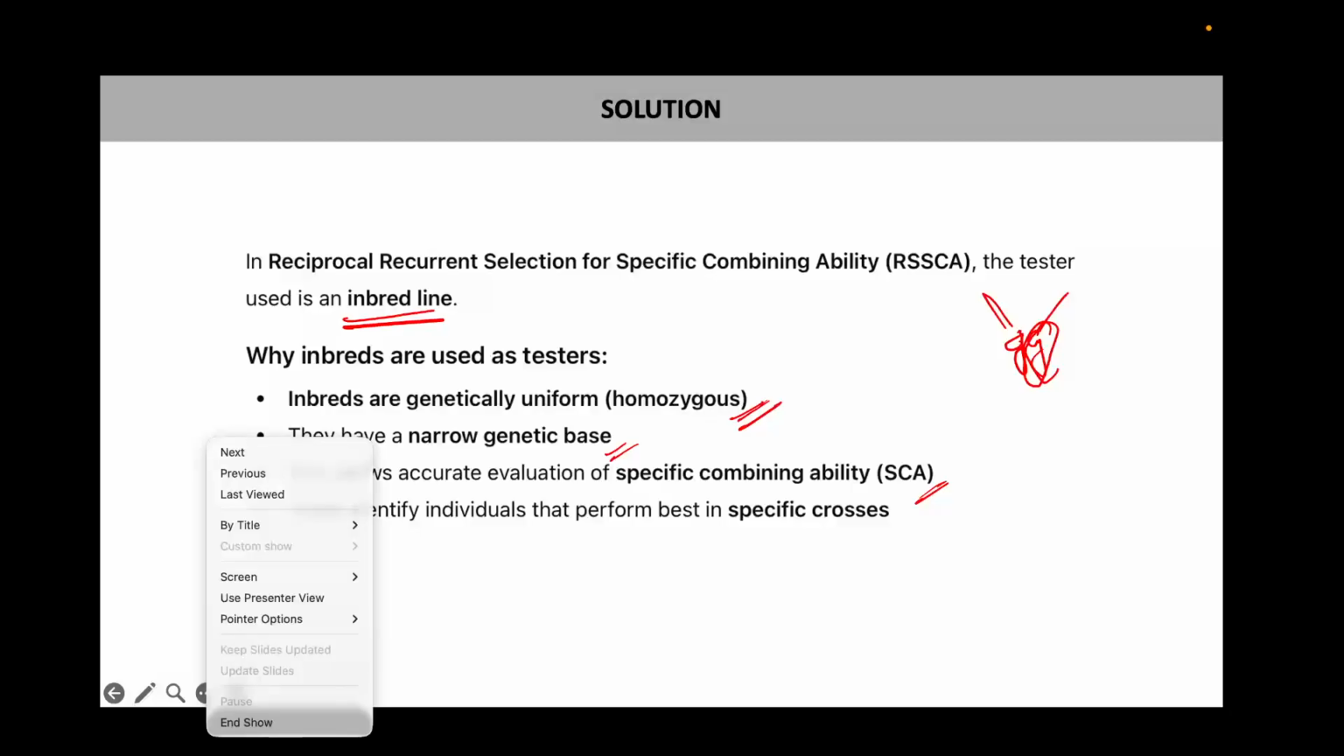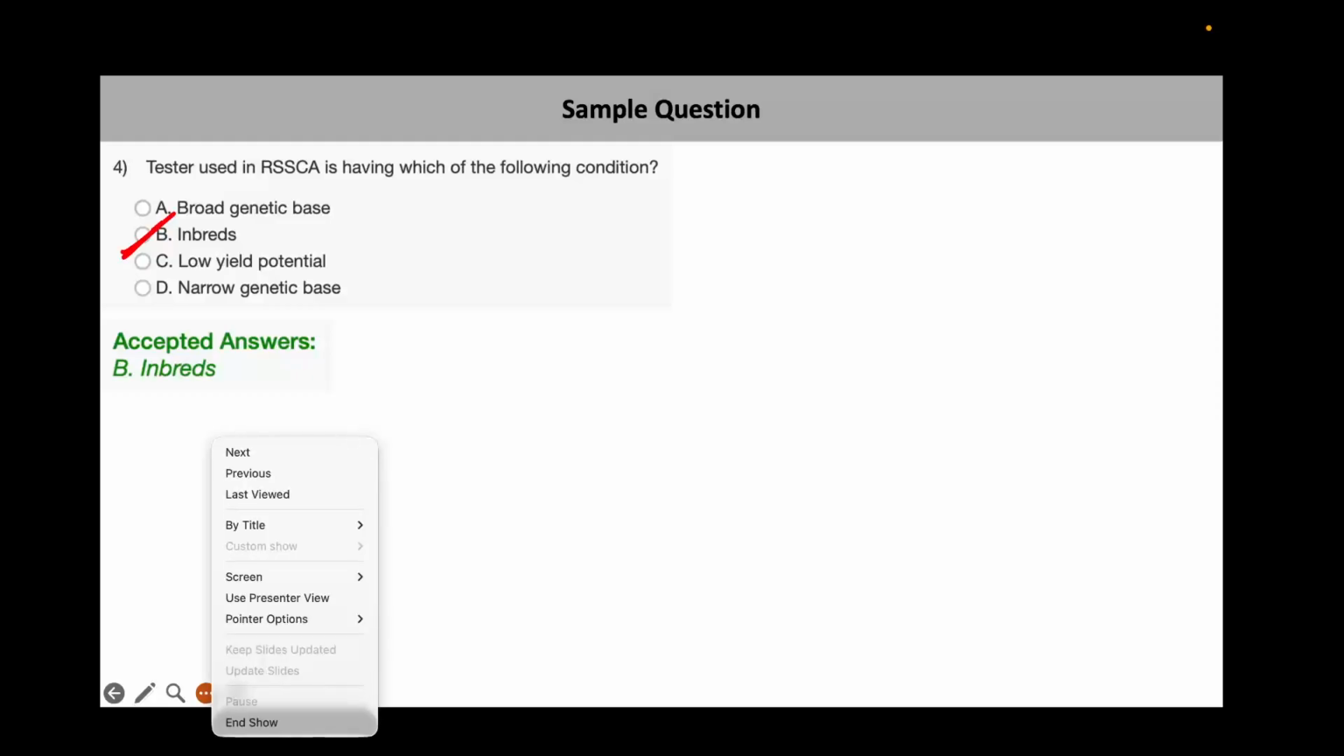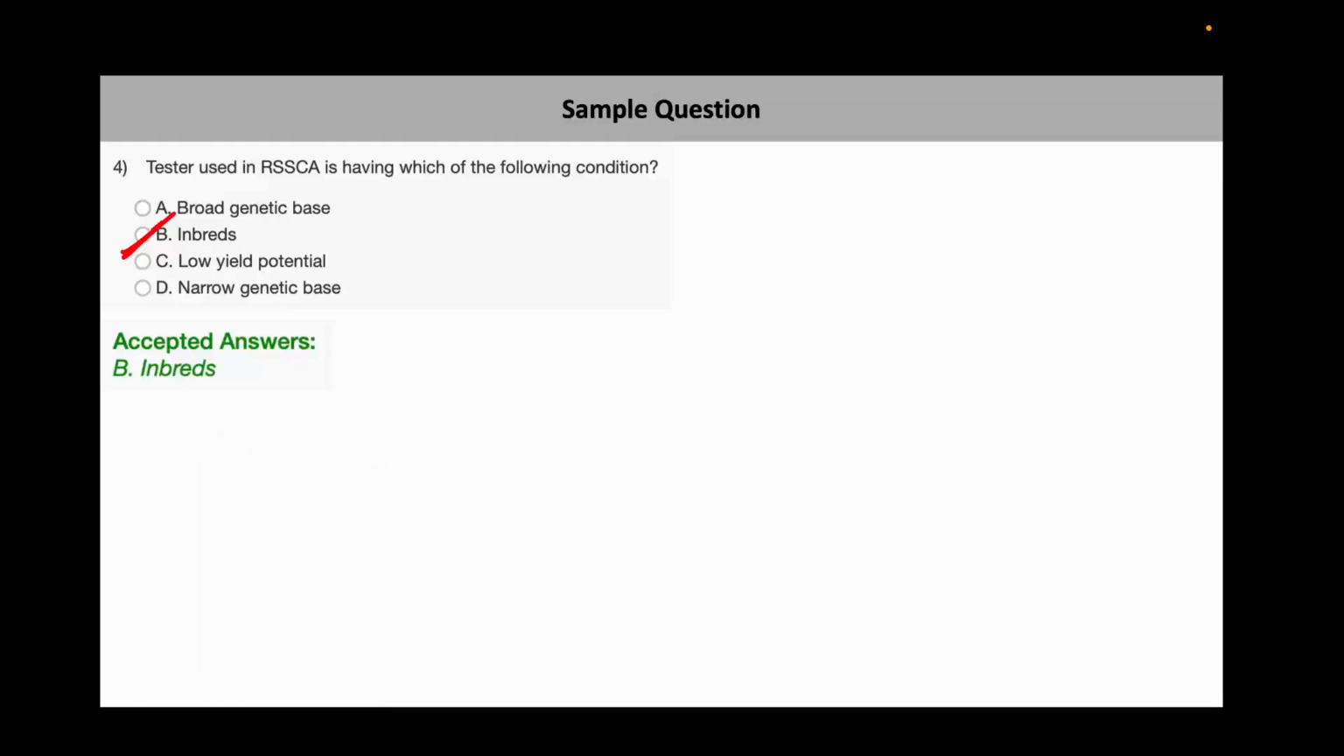Based on this, the question was: the tester used is having which of the following conditions? Option B is correct: the testers used are inbred, so that they will have a homozygous genetic combination, and it will be more helpful in determining the specific combining ability.